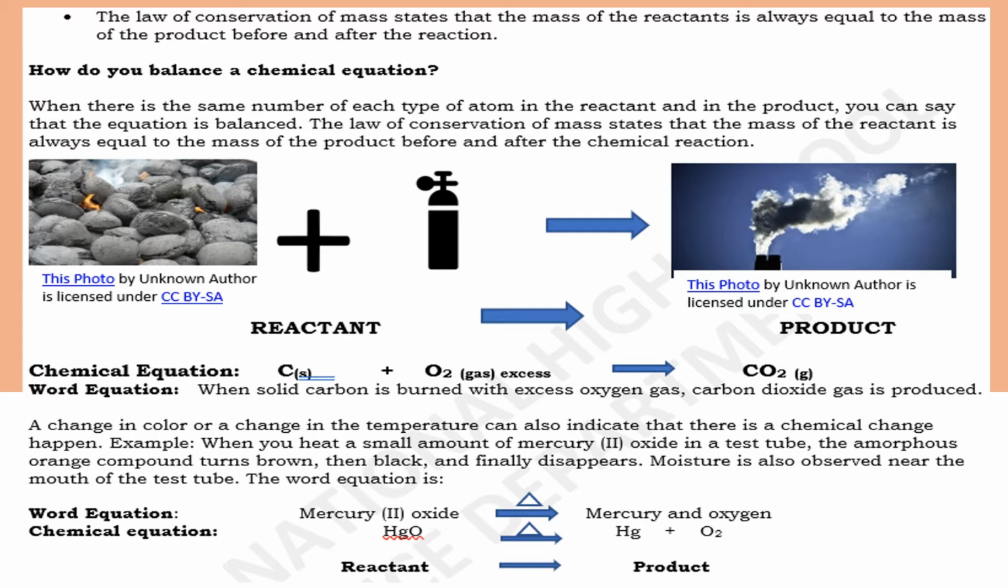The word equation is mercury II oxide. When heat is applied, it will produce mercury and oxygen gas. So as you can see in the equation, you have your formula. The chemical formula of mercury II oxide is HgO. When heat is applied, it will decompose to mercury and oxygen gas.